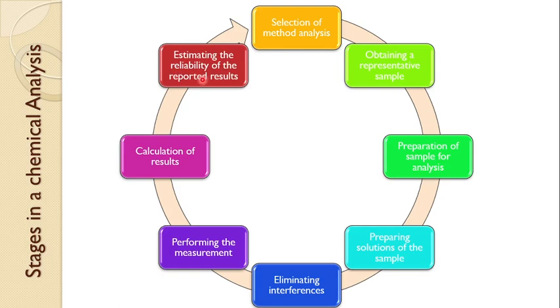That is most important: reliability. These are the most important terms: reliability, accuracy, and precision. If you perform the measurement, your measurement should be reproducible. That is, your analysis should be reproducible, or you can say having good precision. So these are the stages involved in the chemical analysis.